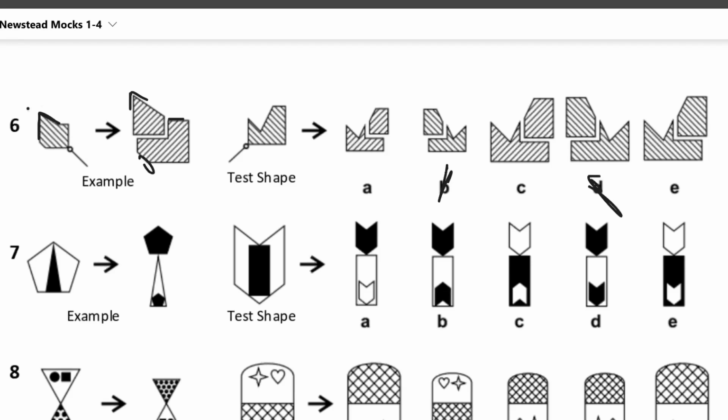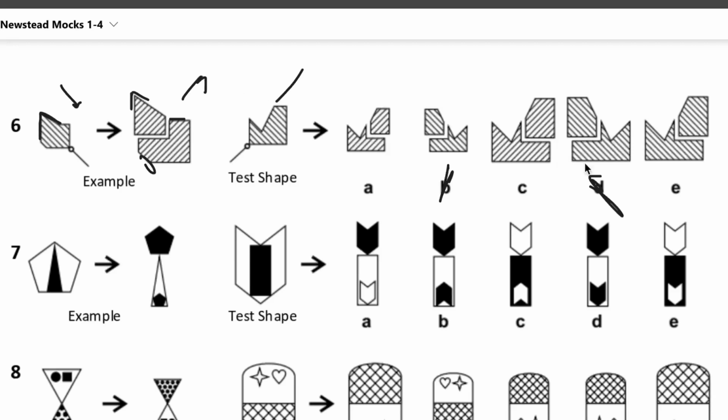If the hatching is going this way, it's going to inverse and go that way. So if we have it going this way, it's got to go the other way, so it can't be E. And then which one's consistent? If we know it's small here, it's going to get bigger. It doesn't stay the same size, so it has to be C.